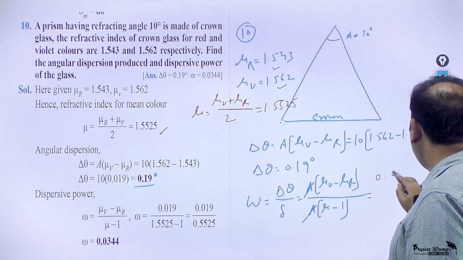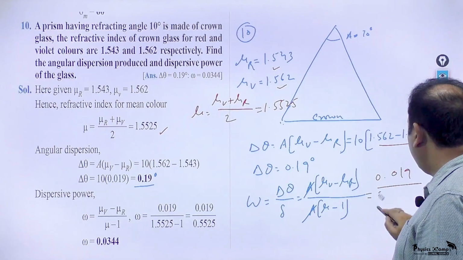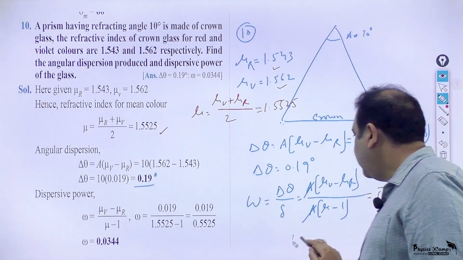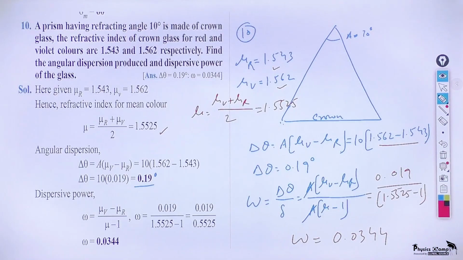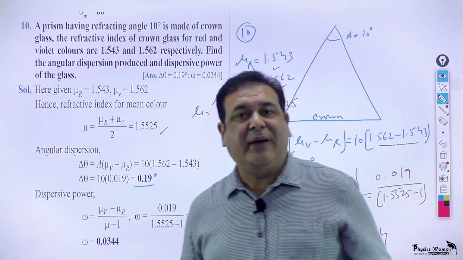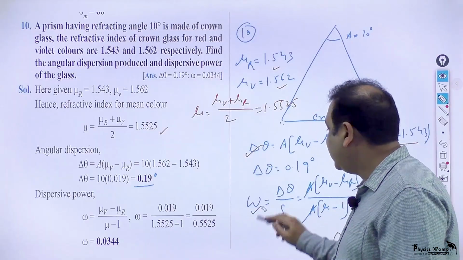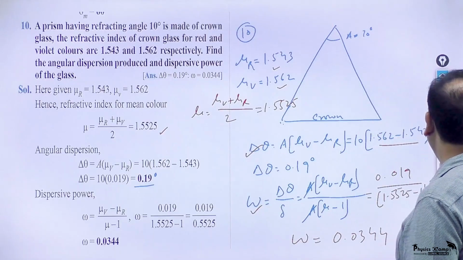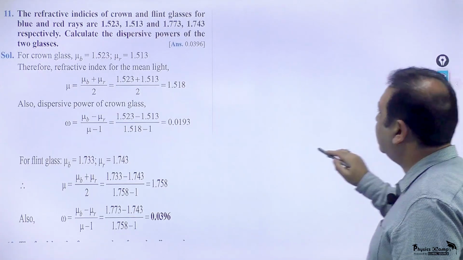So when we are looking for the dispersive power, it is mu V minus mu R, which is 0.019, divided by 1.5525 minus 1. So the dispersive power is 0.0344. It is just the mathematical values that we have put in the relation we obtained for angular dispersion and dispersive power, a simple revision of this concept. Now let's take the next example, which is example number 11.